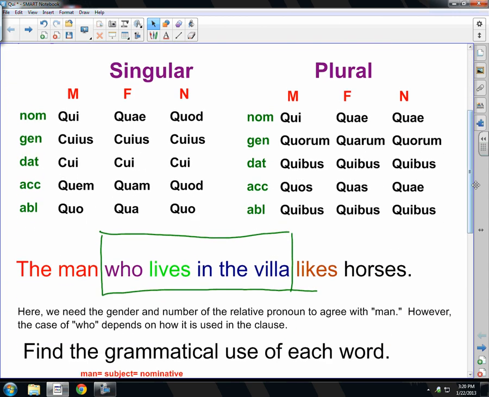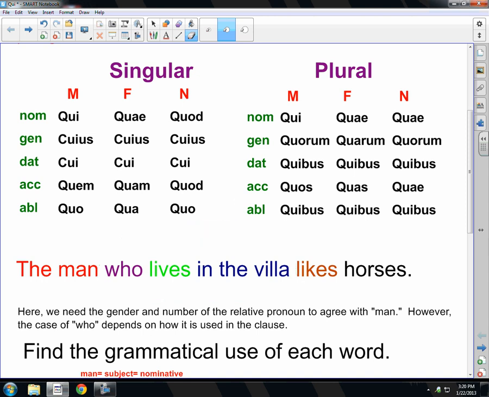Now, on the other hand, who lives in the villa has to be a question if it's by itself. So in English, we call that a dependent clause. Who lives in the villa relies on the man likes horses in order for its survival in the sentence.